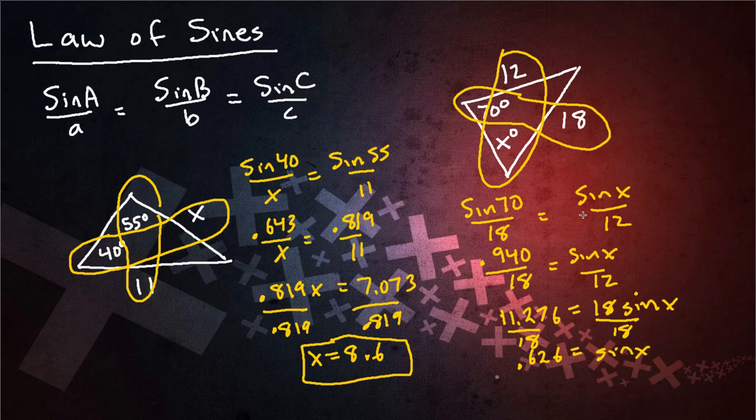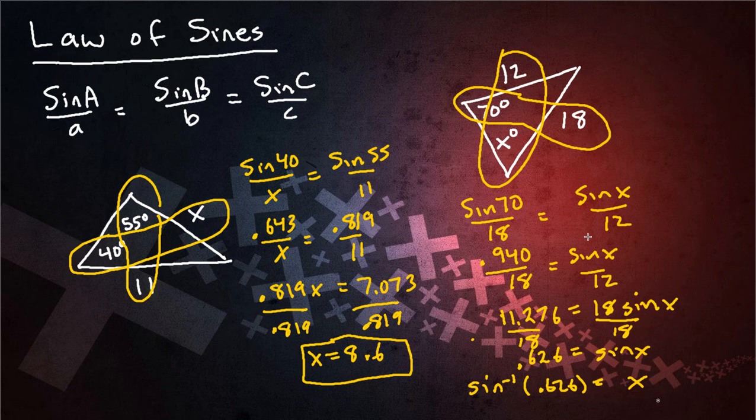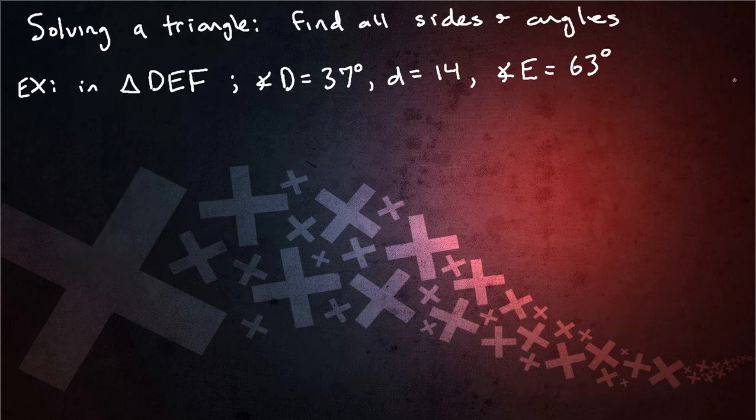And at this step, I inverse sine. So I'm looking for this button on my calculator with a little -1, and sometimes it's called arcsine. And I get about 39 degrees. So x is 39 degrees. Okay, let's take a look at another example.